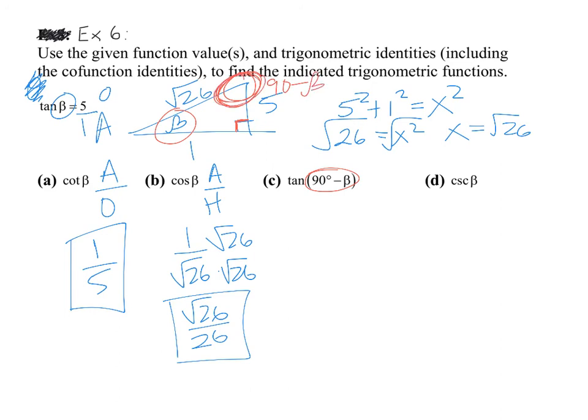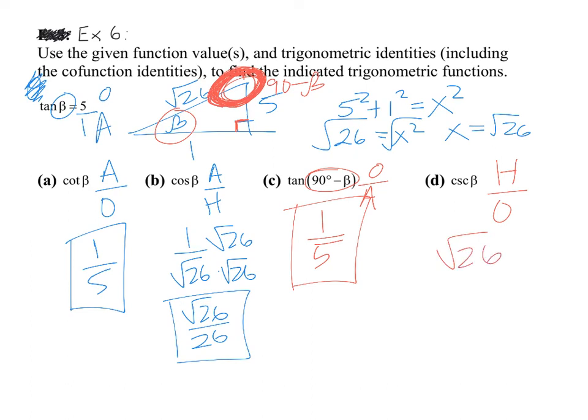So now I have tangent, which is opposite over adjacent. So now I'm looking for the length opposite to this angle here. Well, opposite to that is 1. And what's the side adjacent to this angle here? It's going to be 5. All right, so then we're done. Pretty easy problem once you understand what's going on. And then we have cosecant, which is hypotenuse over opposite. All right, hypotenuse is square root of 26, and the opposite is 5. Nothing we have to do there. We are done.